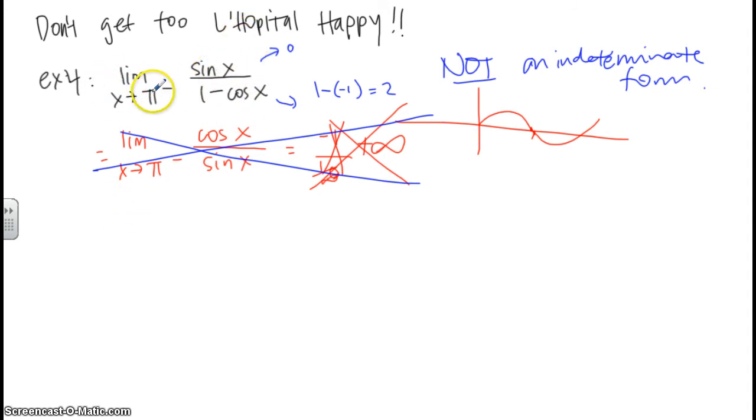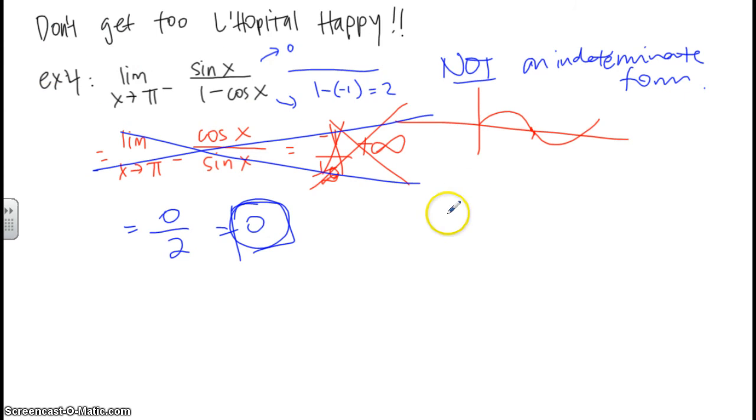Here, I can actually just plug pi into the denominator. I don't have a domain issue, so I actually get 0 over 1 minus negative 1, which is 2. So this limit actually becomes 0 over 2, which is 0. So that's my last example for today.